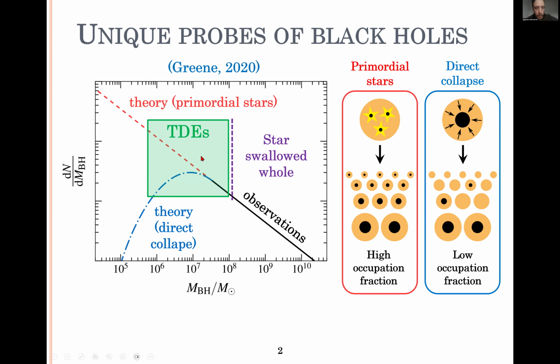The important thing to see here is that the predictions of these two theoretical models diverge in exactly the range of supermassive black hole masses that can be probed by tidal disruption events.